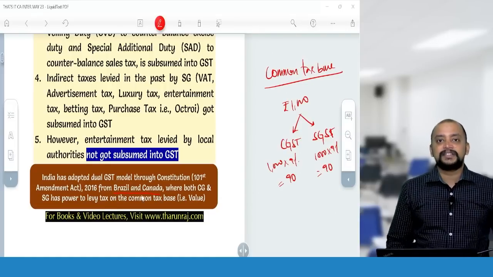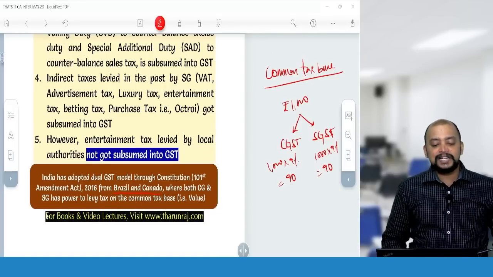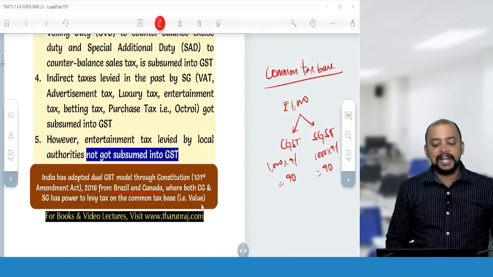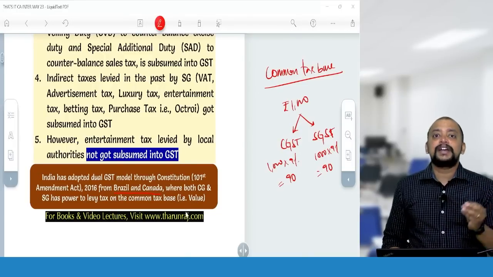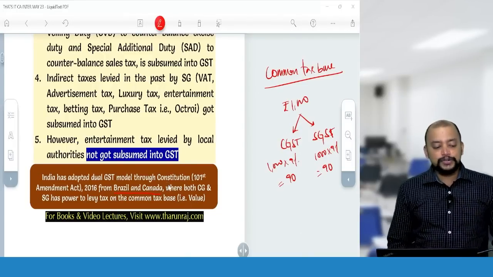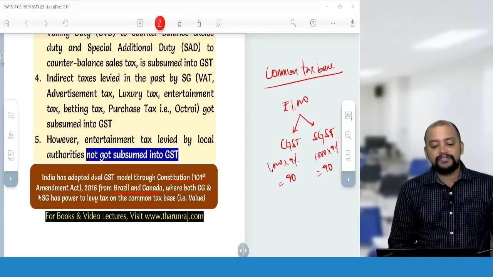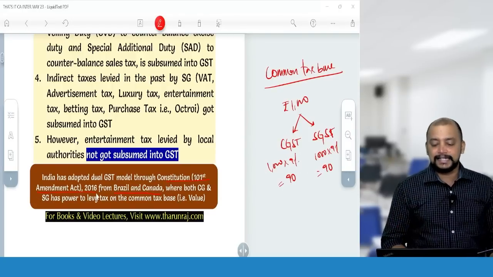India adopted the dual GST model from Brazil and Canada, where both the central government and the state government have the power to levy tax on the common tax base. And GST is levied in India via a constitution amendment. That amendment is the Constitution 101st Amendment Act 2016.